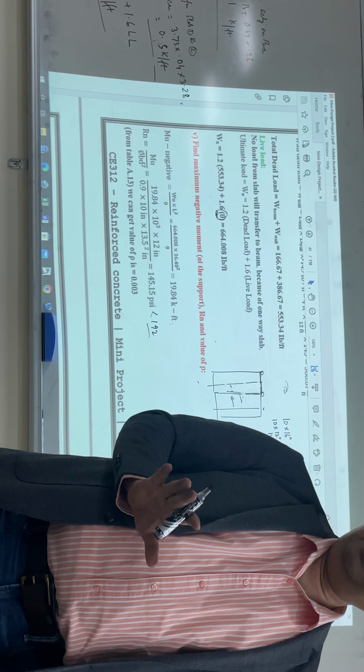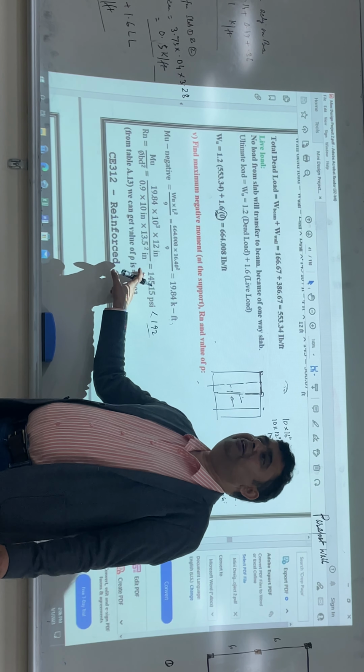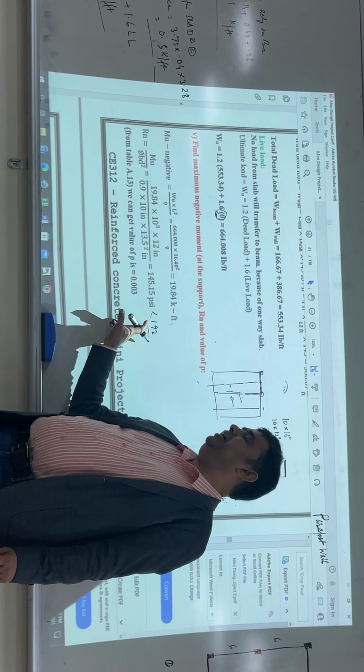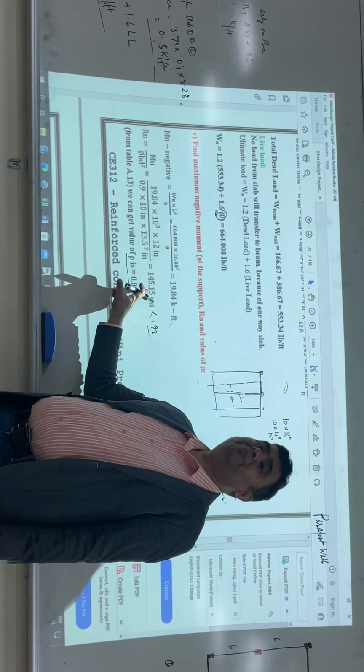Getting or not? In this way, it is coming 145. It is coming less than 192. So this means that is why he is providing minimum percentage of reinforcement. That is what you have done in slab. But why is it coming less than 192?